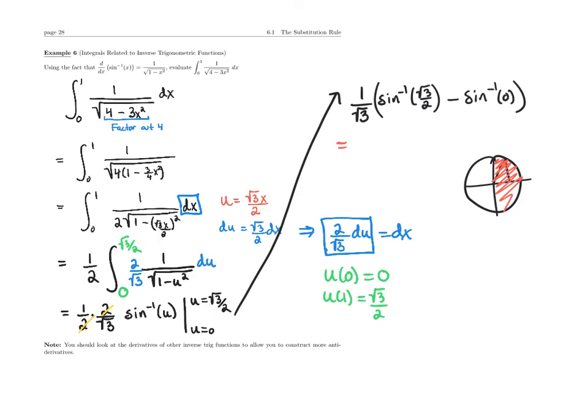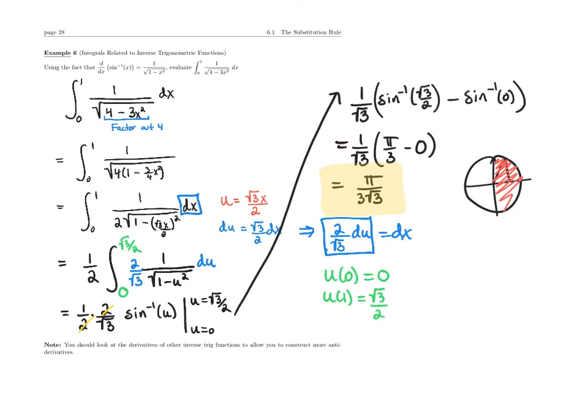So this is 1 over root 3 times pi over 3 minus the inverse sine of 0 is asking me at what angle is the sine 0. Well, that's right here at 0, so minus 0. So our final answer is pi over 3 root 3. You can rationalize that, you cannot rationalize it. I'm fine with you just leaving the answer like it is. So that is my final answer.